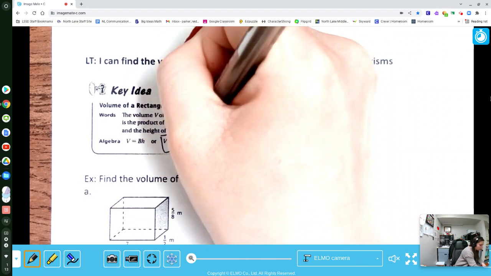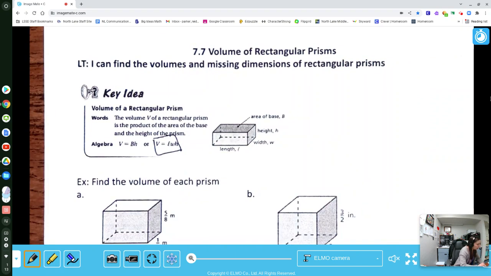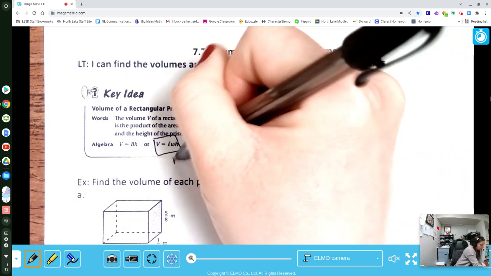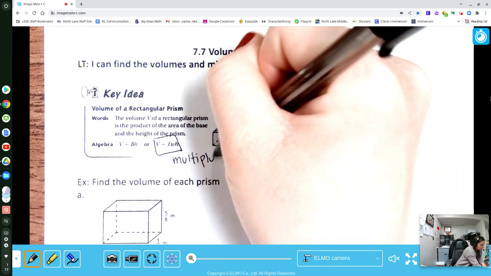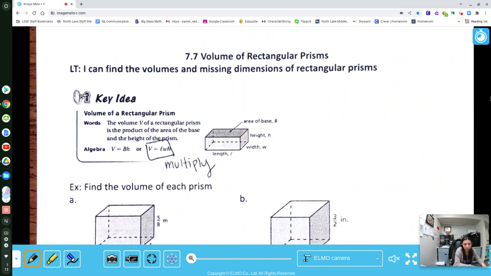This is how I personally like to think about it. Volume equals length times width times height. Well, let's actually write the word multiply so we remember that that's what's happening here. L times W times H.